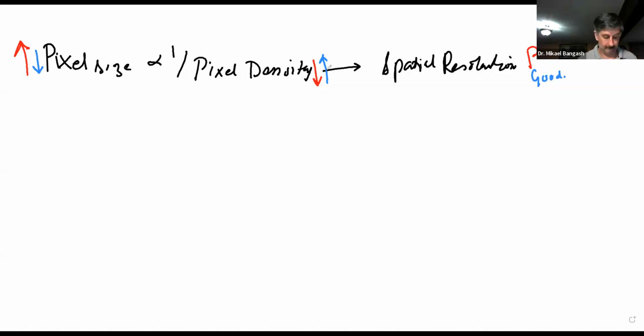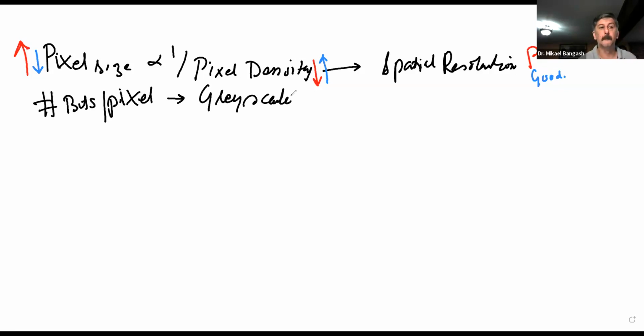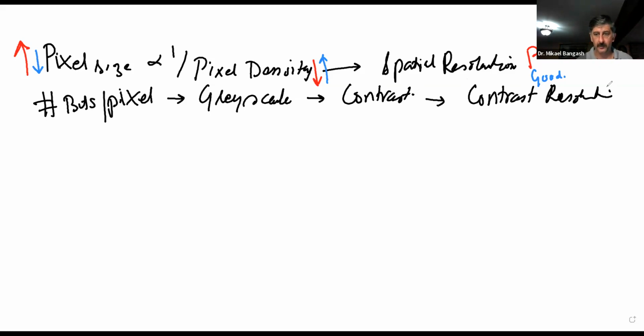Then we had another: the number of bits per pixel. That will determine the grayscale. And the grayscale will determine the contrast, which, indirectly or inversely, will determine what we call the contrast resolution.